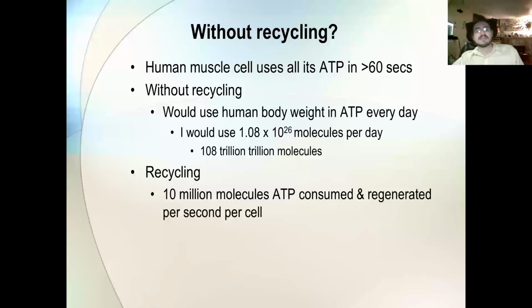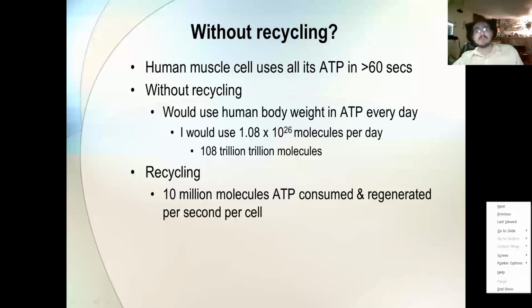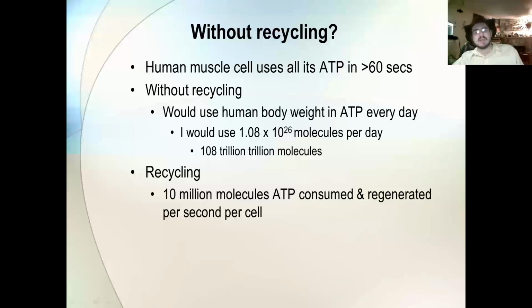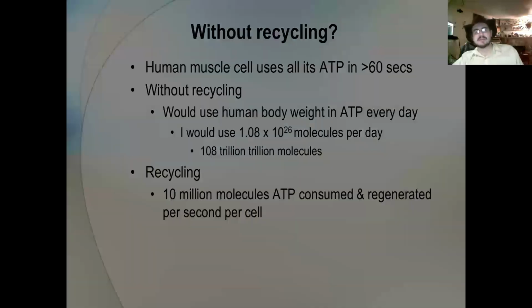So you recycle about 10 million molecules of ATP per second per cell. Every cell in your body is breaking ATP into adenosine diphosphate and a spare phosphate. The phosphate is bonding to the phosphorylated intermediate and then released in order to regenerate ATP from adenosine diphosphate and that spare phosphate. And you do that 10 million times per second per cell. That's some pretty epic recycling abilities.